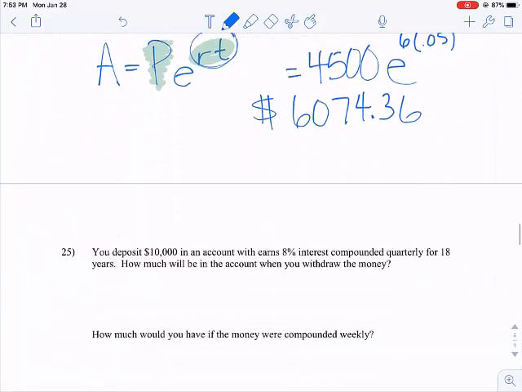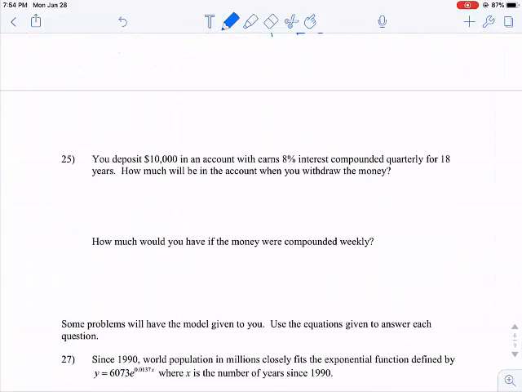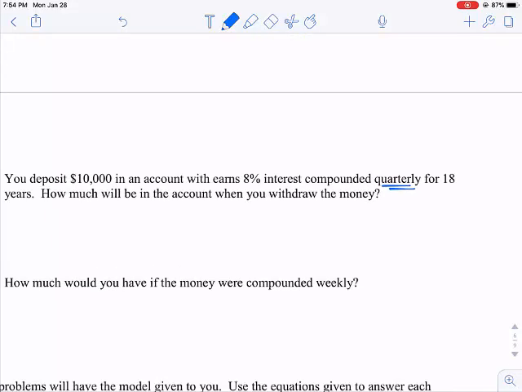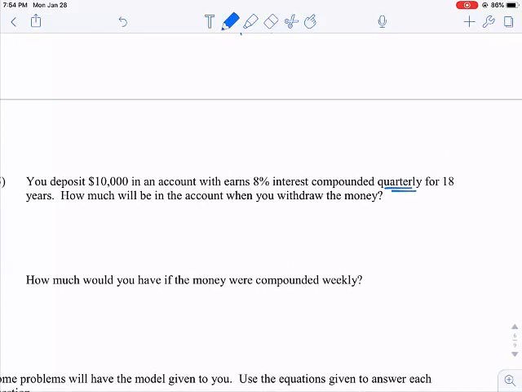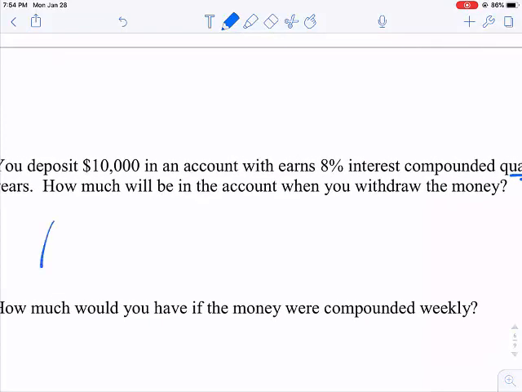Awesome. Okay, so the next one. Number 25 says you deposit $10,000 in an account which earns 8% interest compounded quarterly for 18 years. So maybe when you were born, your parents put $10,000 in the bank, and then 18 years later, the money can be withdrawn. So let's go ahead and set it up.